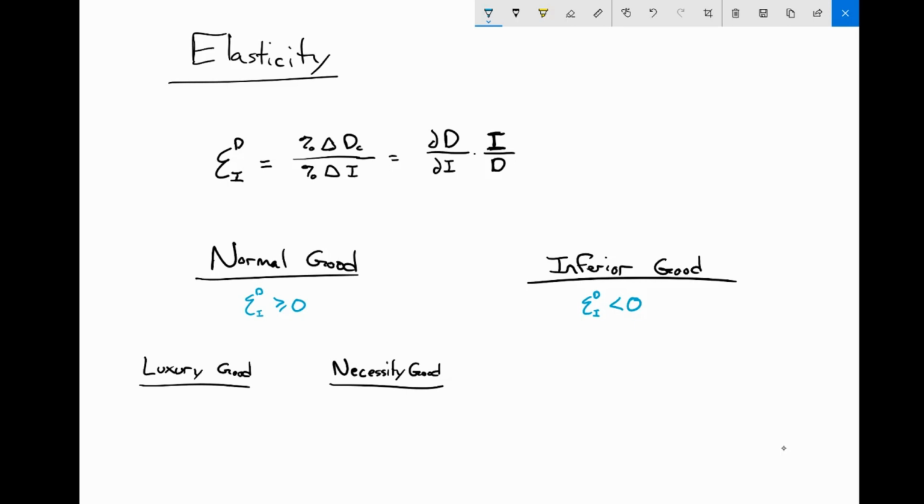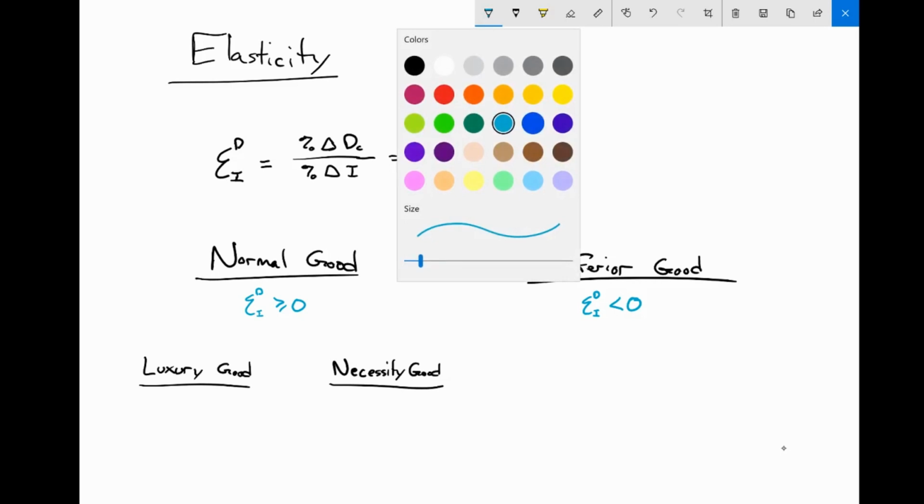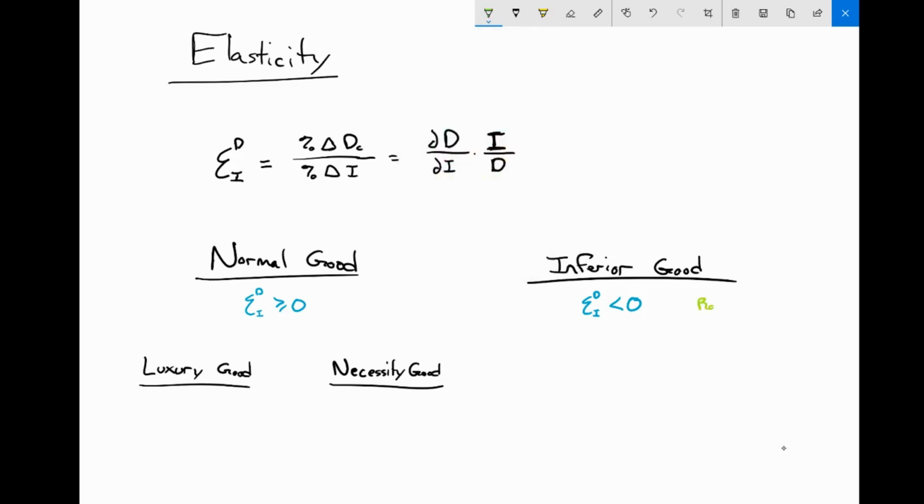The typical example for college students is that an inferior good is ramen noodles, like the cheap ramen noodles that you would get at the grocery store. Ramen noodles are very inexpensive, and so they're a nice food for college students. But they're an inferior good. As soon as your income goes up, you'll never consume ramen noodles again. As income goes up, demand for ramen noodles goes down. So that would be an example of an inferior good.